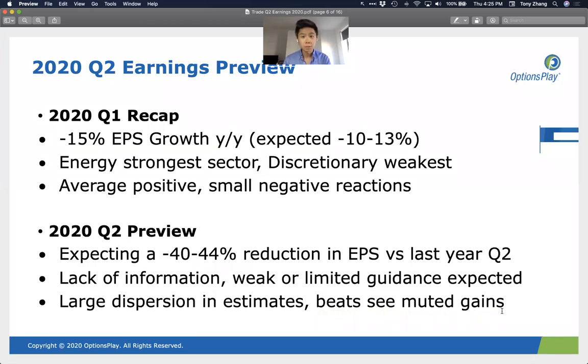So we'll take a look at some of those names, but like I said, what we saw last quarter and what we're seeing this quarter is really stocks beat or miss. Stocks aren't moving a whole lot on earnings. So we don't necessarily expect to see big moves up or down from this particular earnings season. And that is going to favor certain option strategies. And we're going to talk about that in a few minutes.